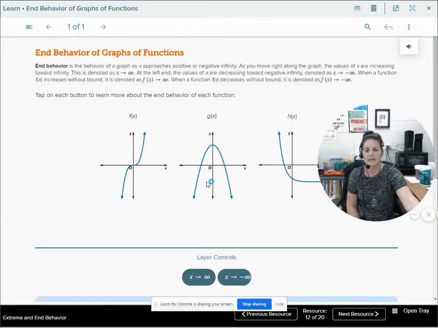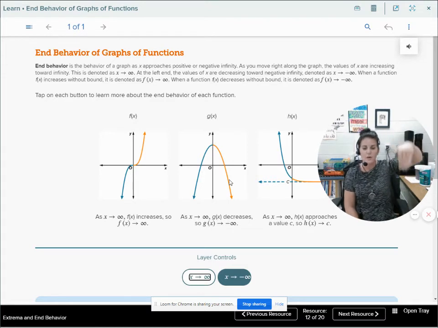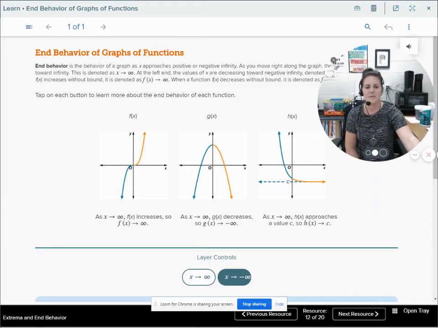Looking at g of X. As X is approaching positive infinity, g of X is decreasing. It's going down, so g of X is going to negative infinity. And same thing with, well, this one is not going to negative infinity. Look, it's approaching an asymptote, and we'll get more into that later. But it's approaching this horizontal line here, whatever the value of this horizontal line is. So as X is going towards positive infinity, we say that our function is approaching a value C. So h of X approaches C.